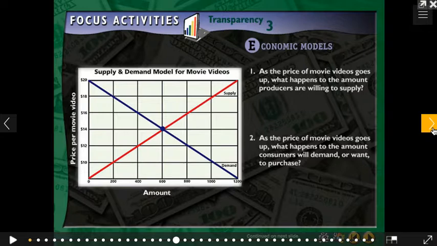So once again, here we can see an example of looking at supply and demand for movie videos. As the price of the movie videos goes up, what happens to the amount of products that the producers are willing to supply? And the answer is that they would go up, which is why the supply curve slopes upward. And that is delineated here by the red line. The blue line is the demand curve. As the price of movie videos goes up, what happens to the amount consumers will demand? And you would see that would go down.